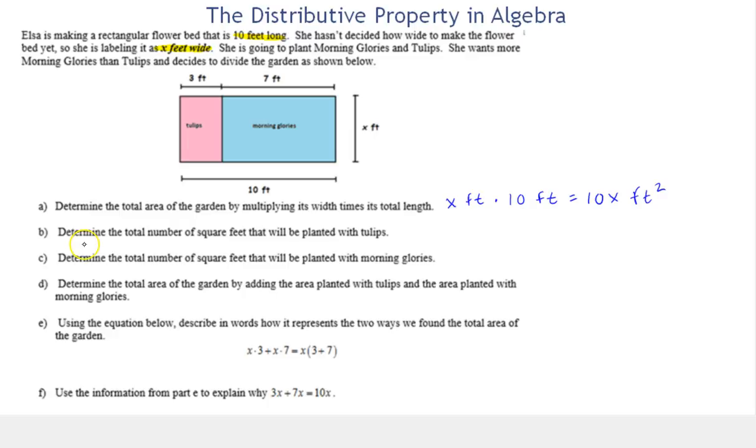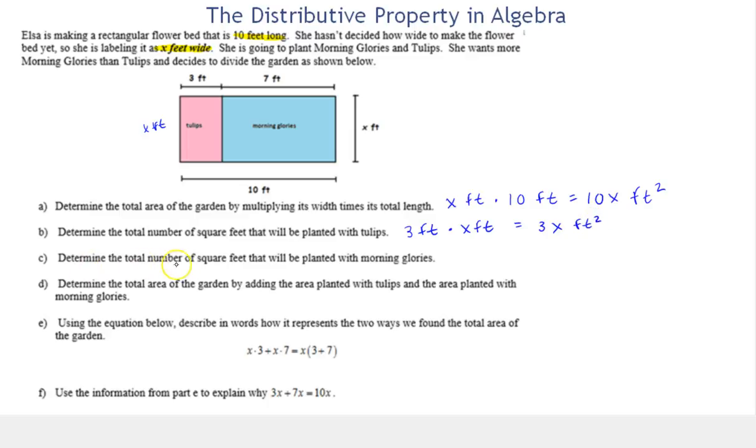Now let's look at the next one. Determine the total number of square feet that will be planted with tulips. So here's the tulips. We have this dimension is 3 feet. Notice this side is the same as this side, so we can also say this is x feet. Okay, so the area of tulips will be 3 feet times x feet. Notice I changed the direction there. So 3 times x is 3x, and the units are square feet.